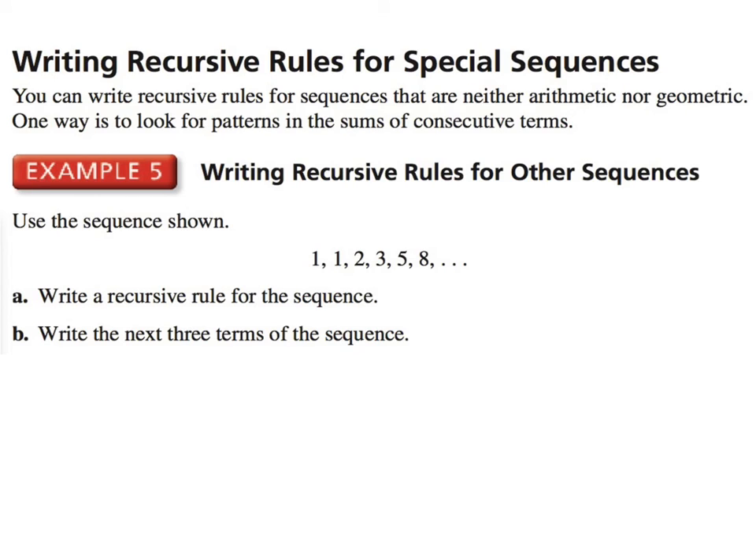Our last example is one where you're doing a special type of sequence. So writing recursive rules for special sequences. You can write recursive rules for sequences that are not arithmetic or geometric. So this is important. Not all sequences are arithmetic or geometric sequences. But as long as you can find a pattern, you can write a recursive rule. So here's our example. By the way, you do have one of these on your test. In this sequence below, I just want you to pause the video, see if you can find a pattern. Can you find a pattern from that sequence?